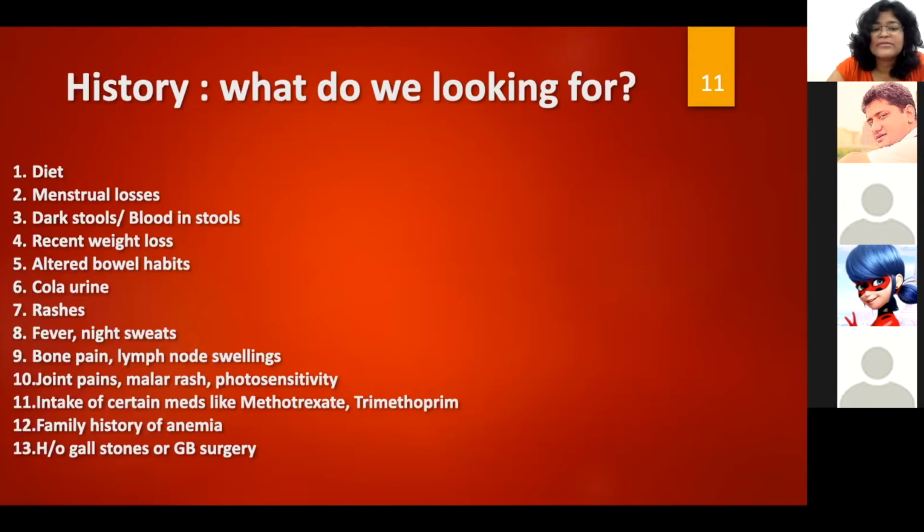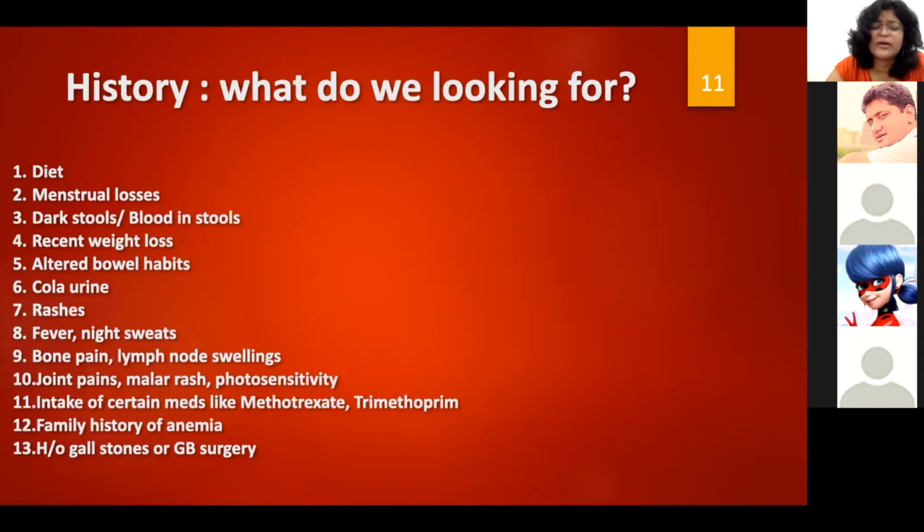Altered bowel habits, a patient who has constipation alternating with diarrhea, we think of bowel cancer, colon cancer. Sometimes a right-sided colon cancer can present pretty late because there was no change in bowel habits. They sometimes present only with anemia. If you check a stool for occult blood, it turns out to be positive. We end up doing a colonoscopy and we find it.